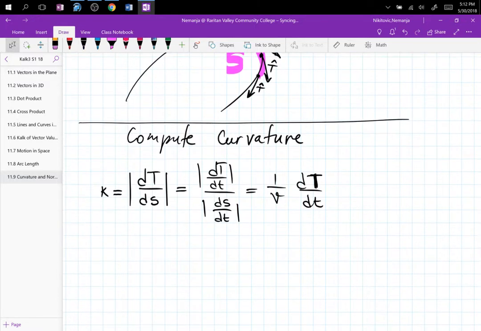Is it the magnitude of the velocity or just? Yeah. Well, yep. Velocity is a vector. These are all vectors here. That's the vector. This is the unit vector.